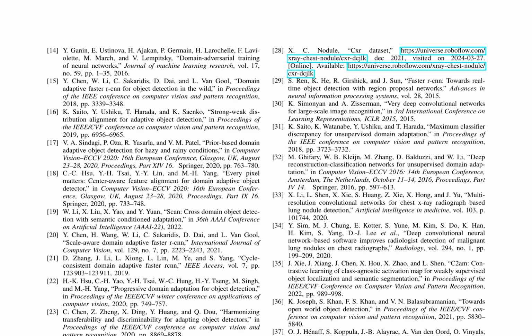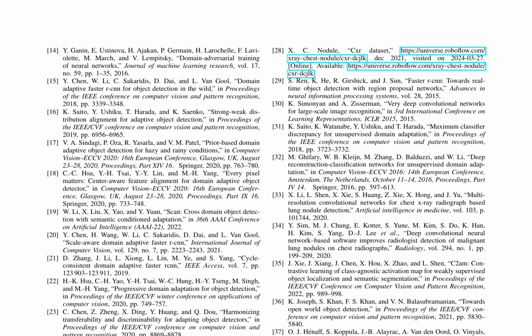Here is the combined summary of pages 7 and 8. The authors provide an extensive review of existing works in domain-adaptive object detection, highlighting various approaches to tackle the challenge of adapting object detectors to new domains. They cite several studies that employ domain adversarial training, strong-weak distribution alignment, and prior-based domain adaptation to improve object detection performance in diverse settings, such as hazy and rainy conditions.